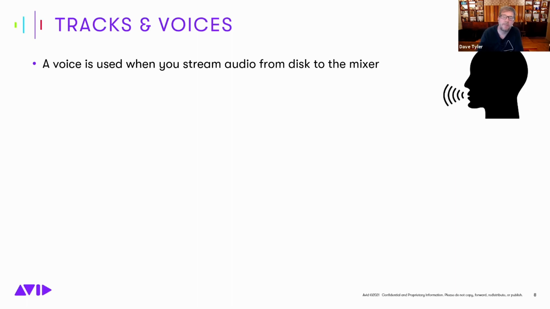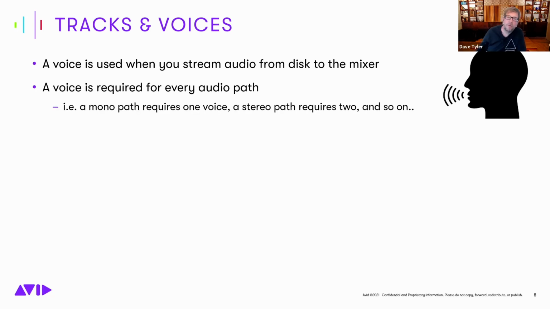The reason for doing this is that as we go on and talk about the hybrid engine, we're going to talk about voices, we're going to talk about tracks, and I think it's important that we all understand what we mean by this terminology. So in the Pro Tools world, a voice is used when you stream audio from the disc into your mixer. When you're using voices, you need one for every single audio path. If it's just a mono path, then it's one voice, but a stereo path requires two, a 5.1 path requires 6 voices, and so on. So it's important to understand that relationship between voices and width.